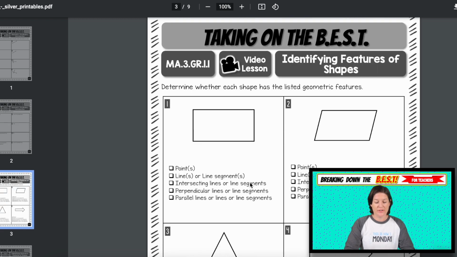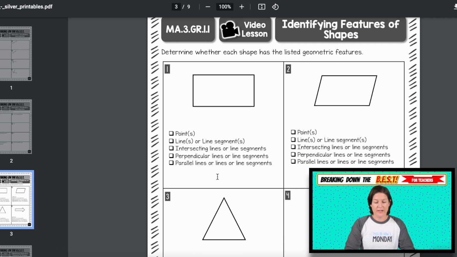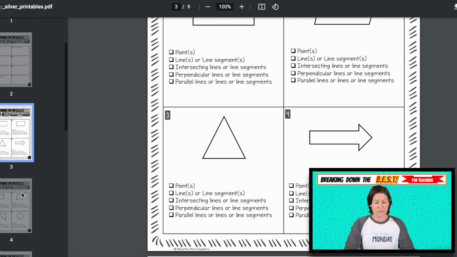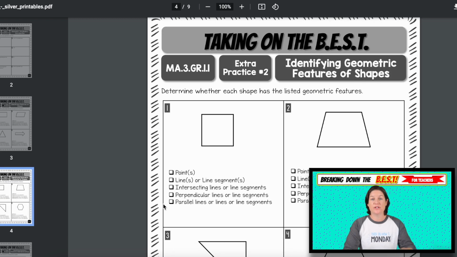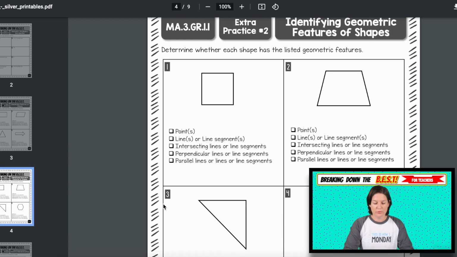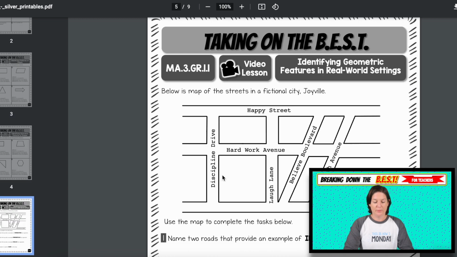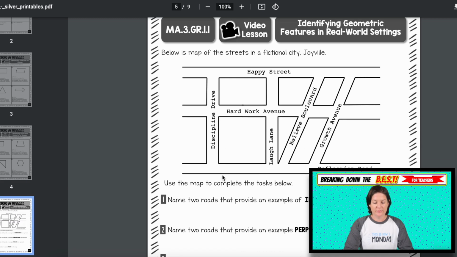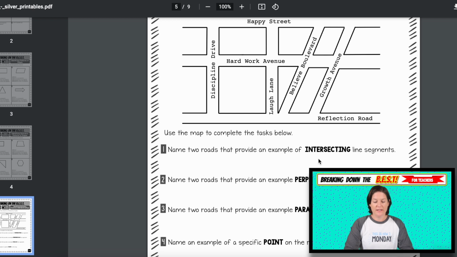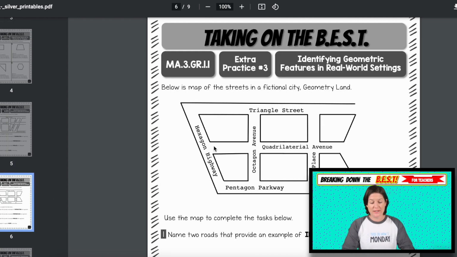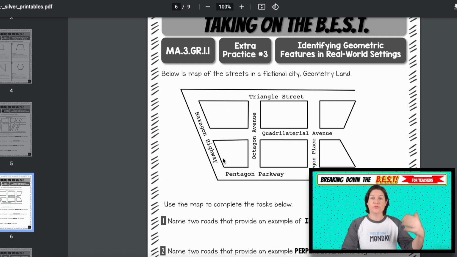Okay? Then we have the next video lesson, identifying all the listed geometric features. After you watch the video, now let's have you practice on your own. Use your notes and go through them. Okay. And we have that third video lesson, name 2 roads that provide an example of intersecting line segments, and so on. And after you do that, there's an extra practice sheet for your students to practice using their notes from the video lesson to help them with this one.